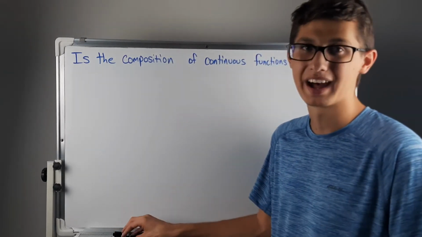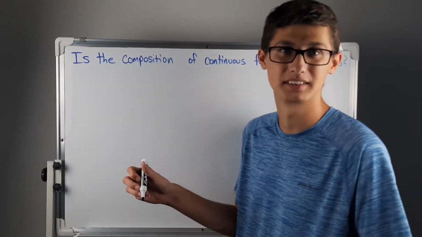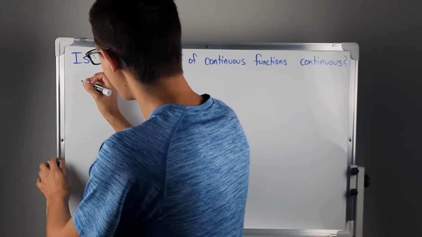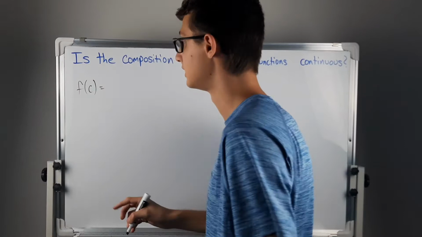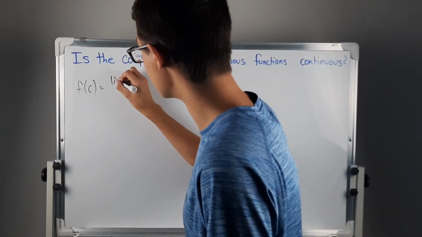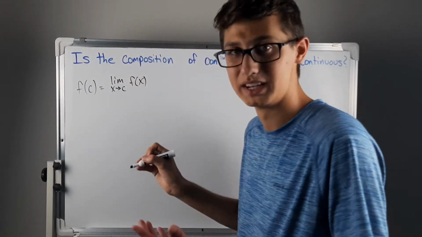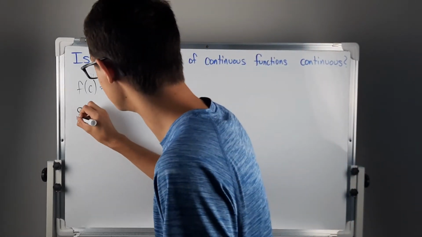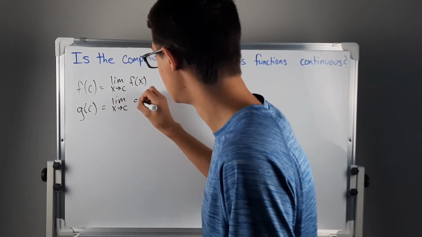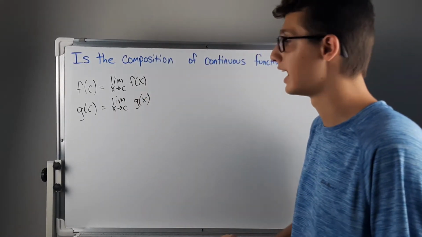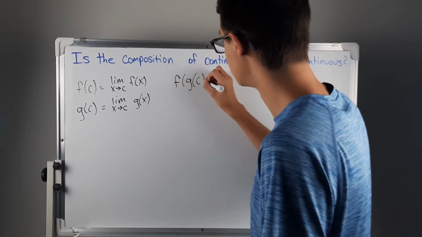So recall that if you have functions that are continuous at a particular point, let's say x equals c, so let's say f, the function f, is continuous at x equals c, then what that means is f of c is going to be equal to the limit as x approaches c of f of x. Now, we need two functions, so let's also have g of c. G of c is going to be the limit as x approaches c of g of x, as we have established. And what we're looking for now is f of g of c.